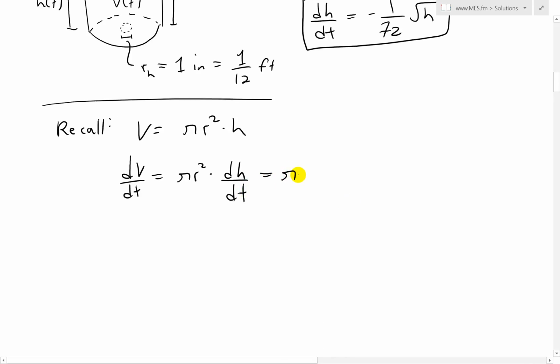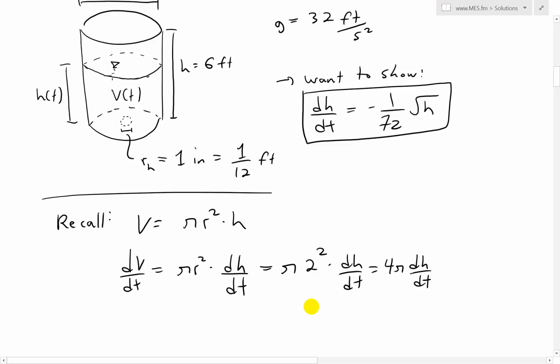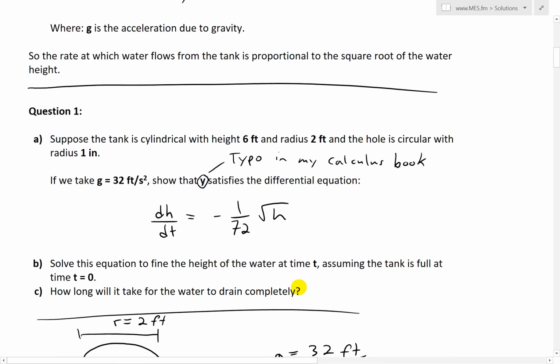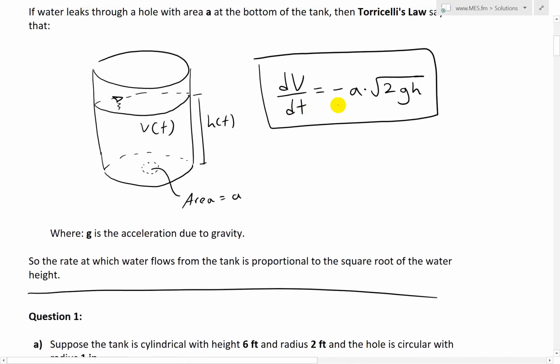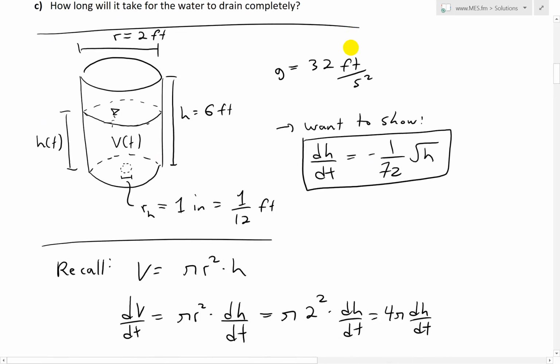So this is pi, and then r is 2 feet. So 2 squared times dH over dt, and finally this equals 4 pi, since 2 squared is 4, so 4 pi dH over dt. Now that we have this, we just apply Torricelli's law, which is dV over dt equals -a times the square root of 2gh.